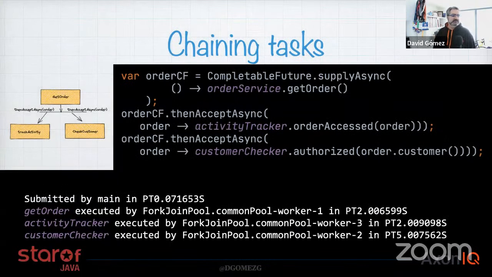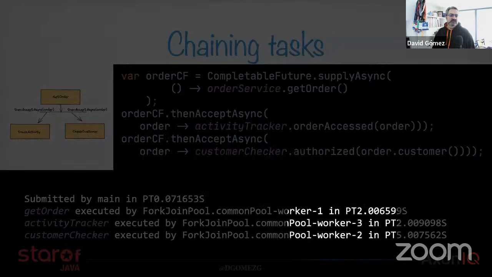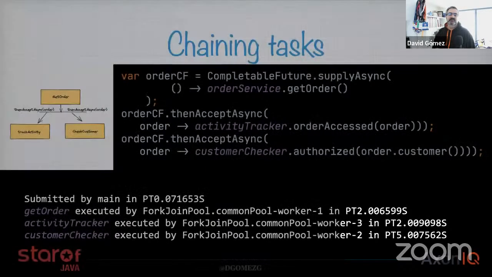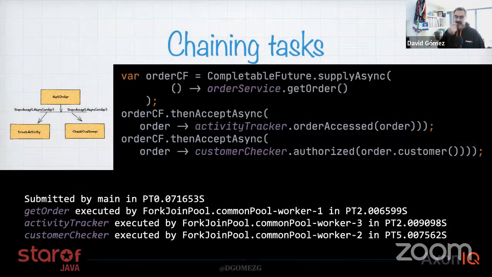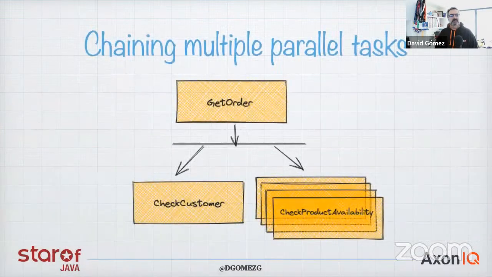One is going to use the activity tracker to check that the order has been processed, and the second one is going to do the customer check. So in this case, we could see that the main thread has immediately submitted the task, and then worker 1 was getting the order, and worker 2 and worker 3 were working in parallel to provide the activity tracker and the customer checker. There could be some other scenarios.